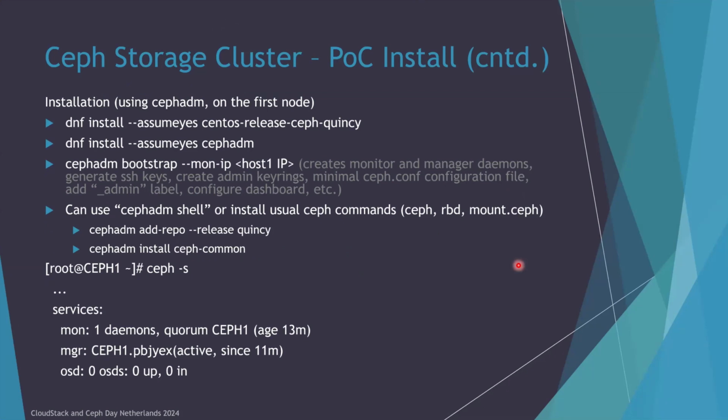We're adding the repository. There are other ways to add the repository as well of a specific release, which is Quincy. We're installing Ceph ADM on the first node, or you can have an admin node if you like. Then we're basically bootstrapping a cluster by defining the IP of the first monitor, which should be the node itself. And actually, it does an awful lot of work for you.